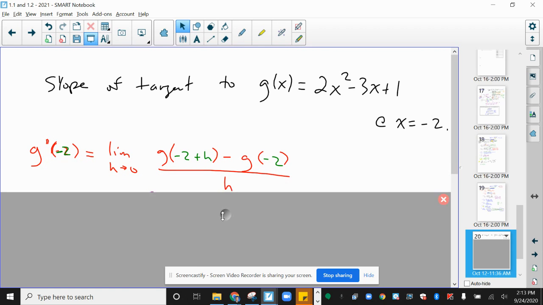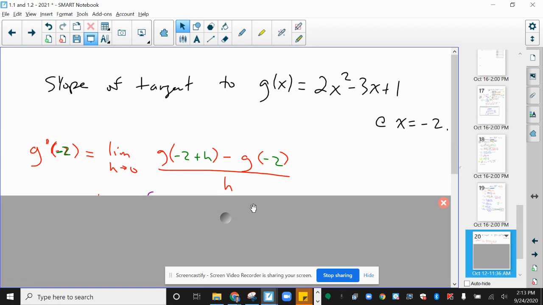In order to start, I'm just going to grab the definition. And the definition, okay, I've got g's instead of f's, obviously, because it's g at x. And then wherever the a's were, now I've got -2 in place of the a's because I want it specifically at that moment. But at this point, I'll give you a small little hint.